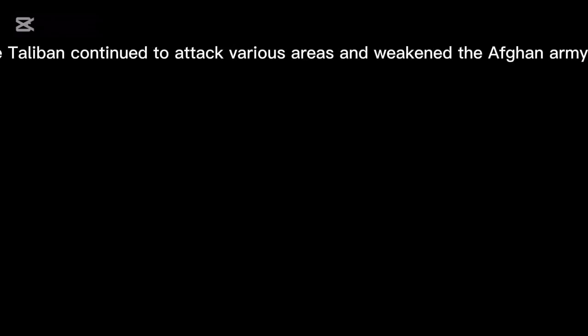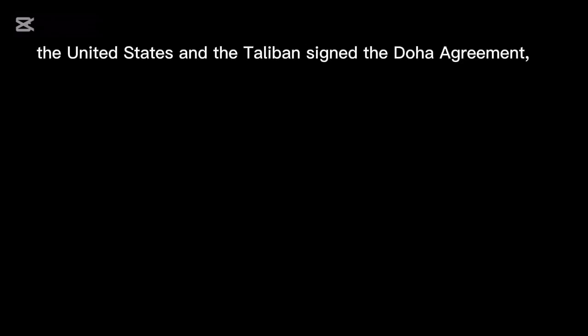4. U.S. military withdrawal, 2014 to 2021. In 2014, the U.S. ended most of its combat operations and handed over security to the Afghan government. The Taliban continued to attack various areas and weaken the Afghan army. In 2020, the United States and the Taliban signed the Doha Agreement, under which the U.S. military announced its withdrawal.